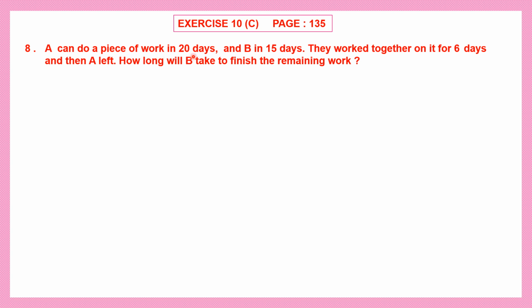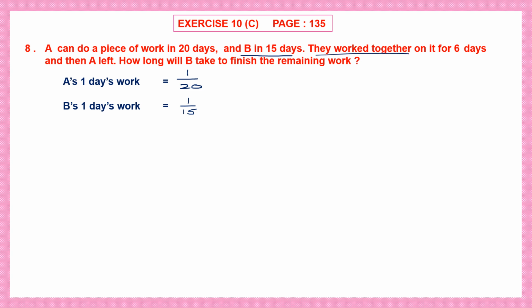So A can do a piece of work in 20 days. That means A's 1 day's work. Remember, we should always consider 1 day's work so that it is uniform. So that is A's 1 day's work, 1 by 20. Now B did it in 15 days. That means B's 1 day's work will be 1 by 15.